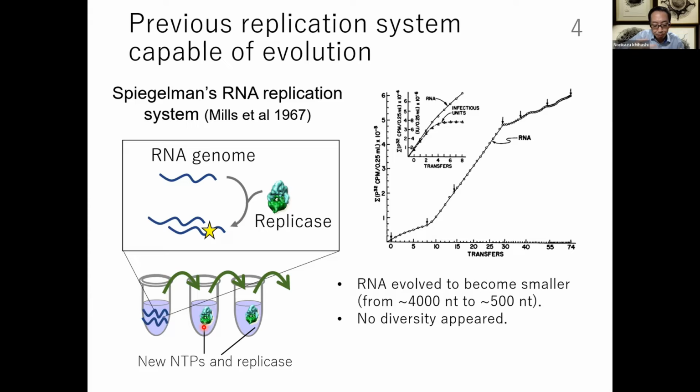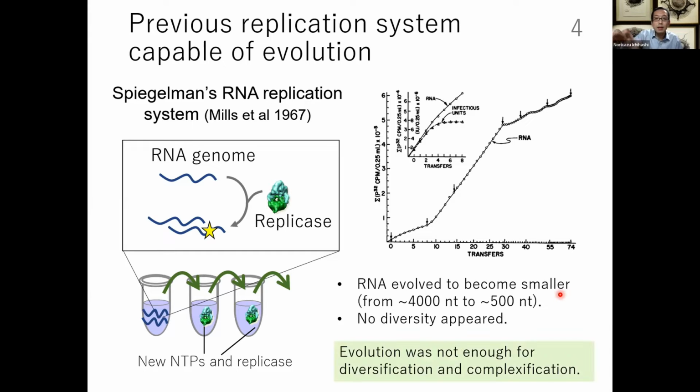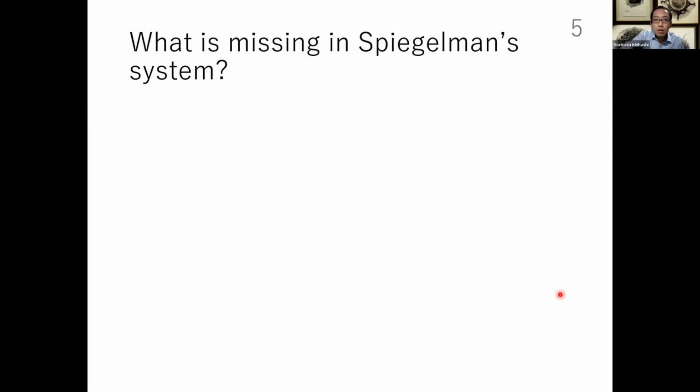They performed a very long-term serial dilution, and found that the RNA evolved to become smaller and smaller. The initial RNA is about 4,000 nucleotides, but the final RNA became 500 nucleotides. So the RNA gets simpler, and also no diversity appears. The final population is almost homogeneous. So their data show that Darwinian evolution occurred here. First, RNA that can replicate fast evolved, but evolution was not enough for diversification and complexification. So our question is, what is missing in Spiegelman's case?